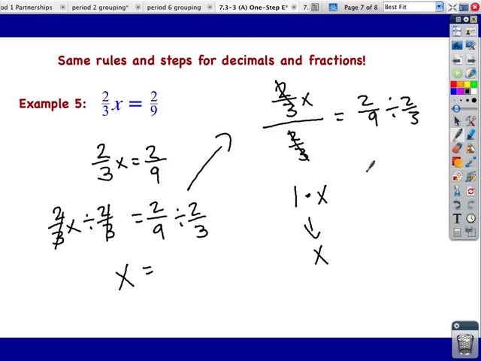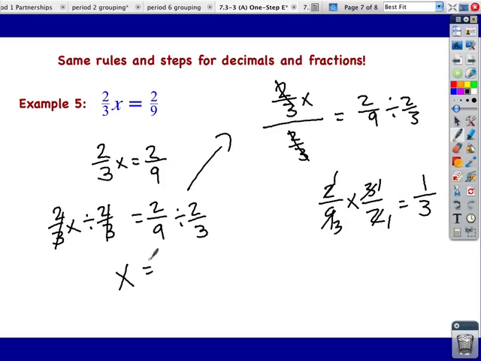So I'm going to come over here, and I'm going to think, let me erase some of this confusing stuff. Okay, what is 2/9 divided by 2/3? Keep, change, flip. And I'm going to cross simplify here. And I'm going to get 1 over 3. So x must equal 1/3. And if we were to check that, we would plug 1/3 into x. So 2/3 times 1/3 should equal 2/9, and indeed it does.